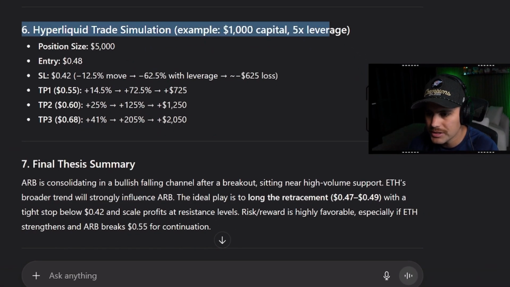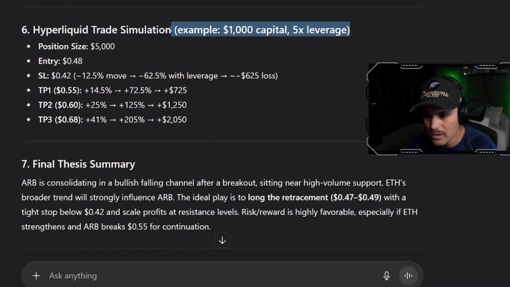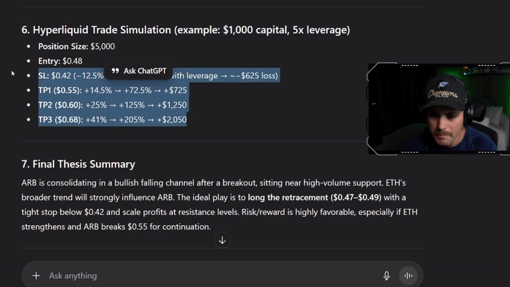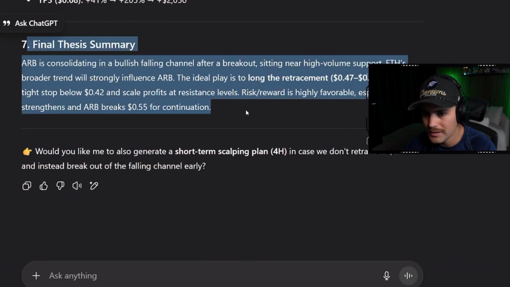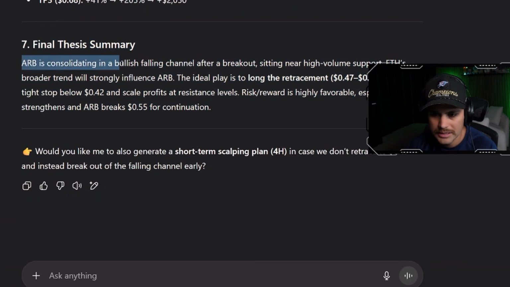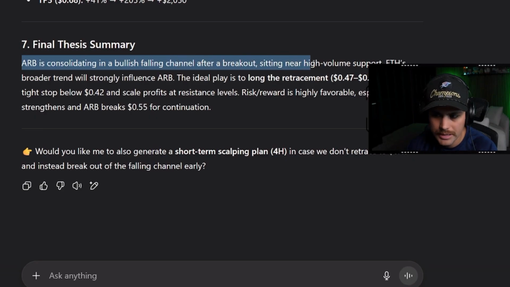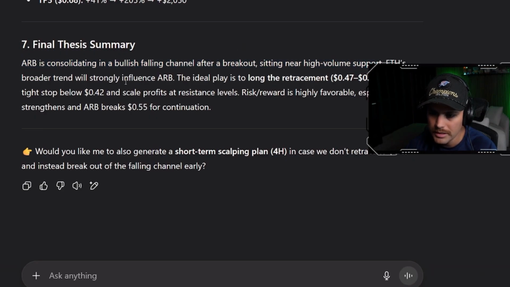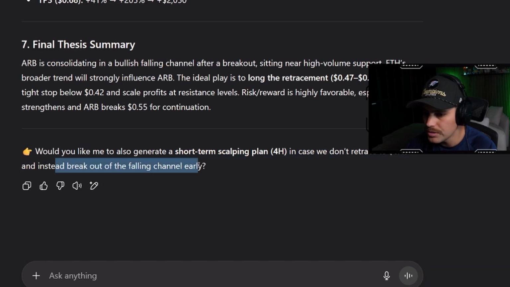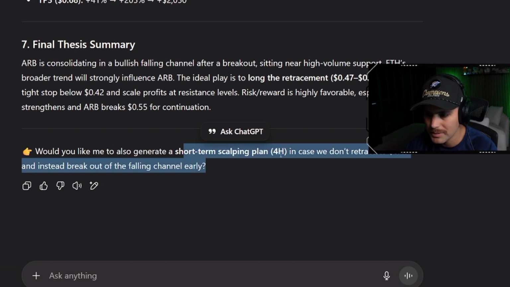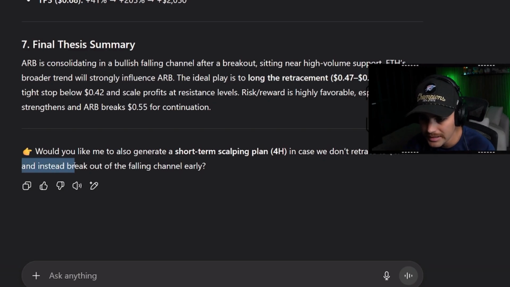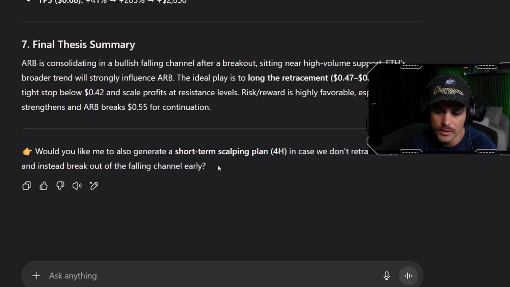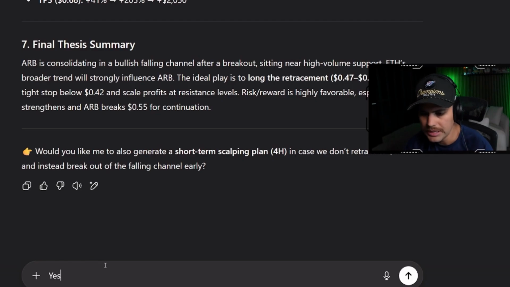So 6, trade simulation. Again, you can put in your amount of capital with how much leverage you're using, and it'll give you the exact amounts based on your size. Then it gives you a final thesis. ARB is consolidating in a bullish falling channel after a breakout, sitting near high volume support, yada, yada. And it'll ask, would you like me to also generate a short-term scalping plan on the 4-hour in case we don't retrace to 47 and instead break out of the falling channel early? We can just click yes.